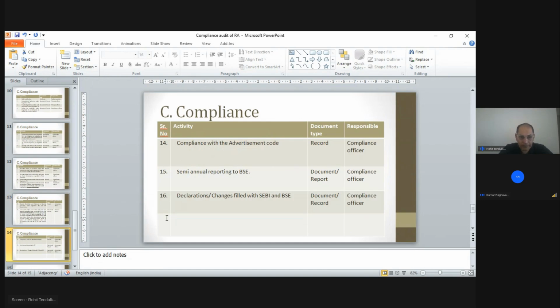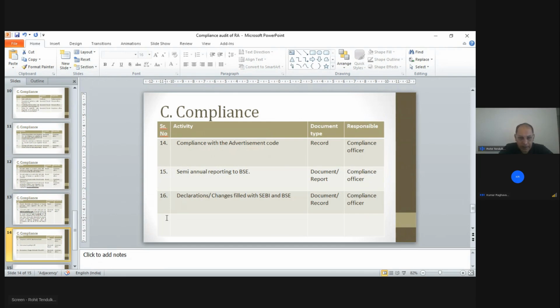Point number 14, compliance with advertisement code. Now, a record must be kept with respect to all advertisements that are published. The responsibility is to be handled by the compliance officer.